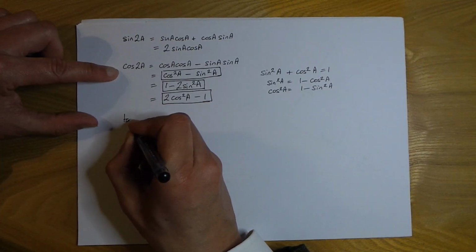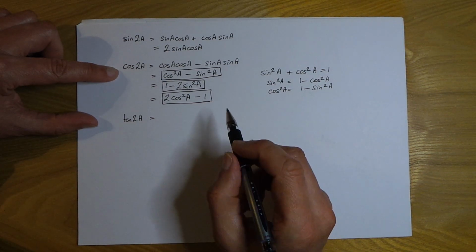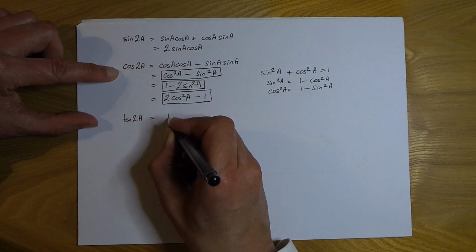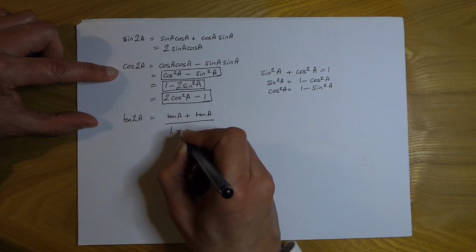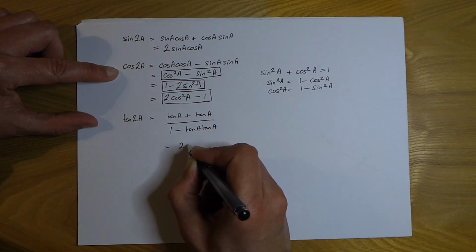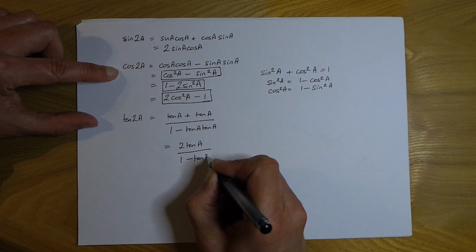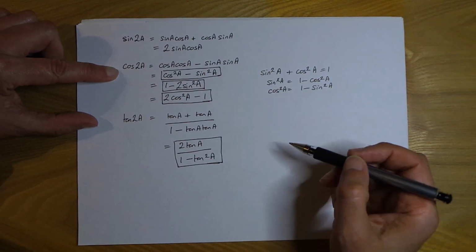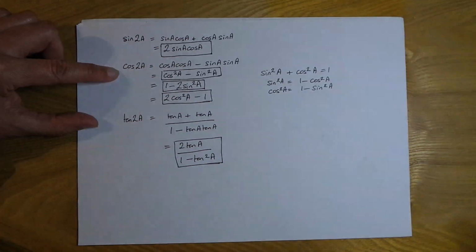What about the tan of 2A? Well, we know that the tan of A plus B is tanA plus tanB over 1 minus tanA tanB. So the tan of 2A would be tanA plus tanA over 1 minus tanA tanA. In other words, 2 tanA divided by 1 minus tan squared A. So that's the double angle formula for tan. Any of these are the double angle formula for cos, and this is the double angle formula for sine.